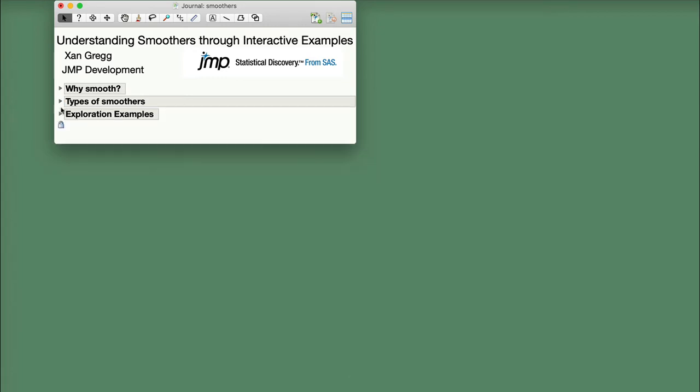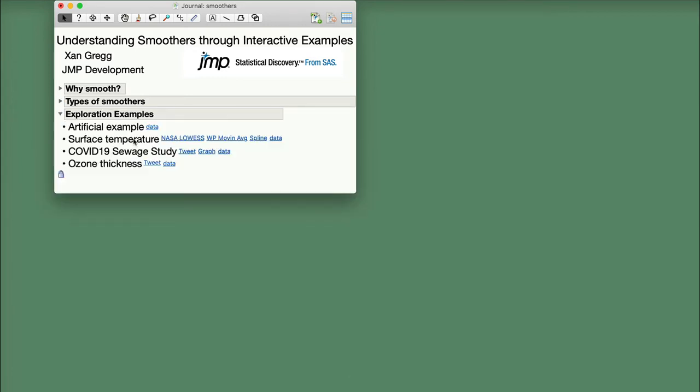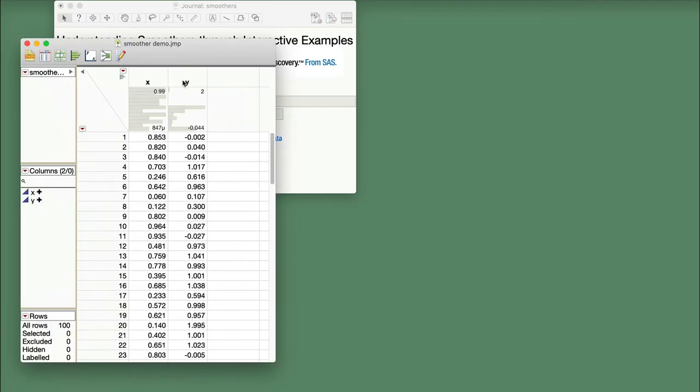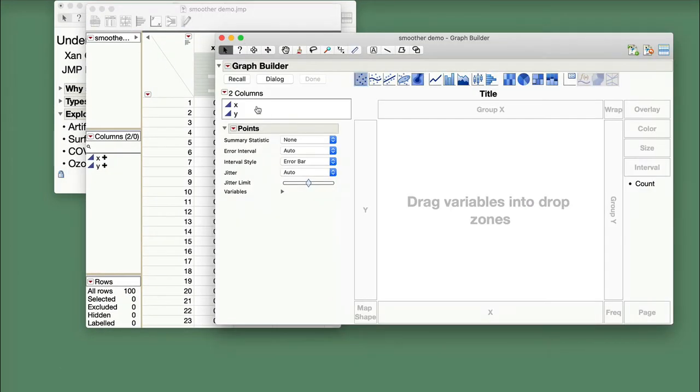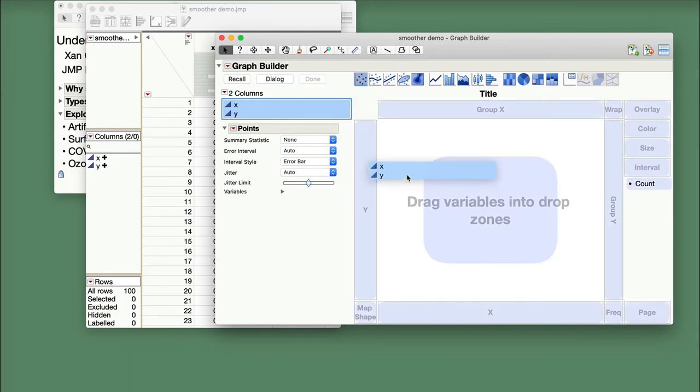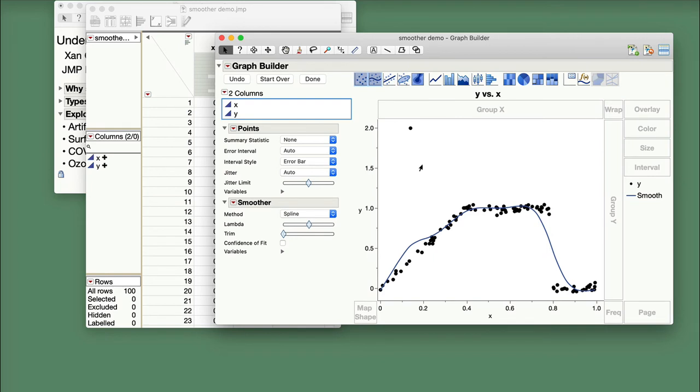Okay, so let's get into some of the examples. I'm going to first start with a toy example that I've made, just a constructed function. I'm using JMP's Graph Builder. Just going to take X and Y in here together. And I've made this function with a little bit of noise in it. There's a ramp and a flat period, and then another flat period with this step. And there's a big outlier up here.